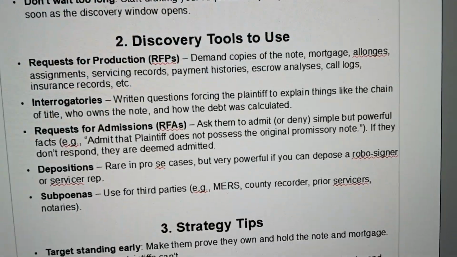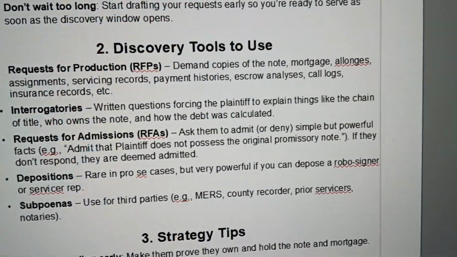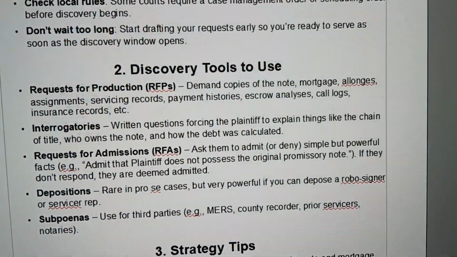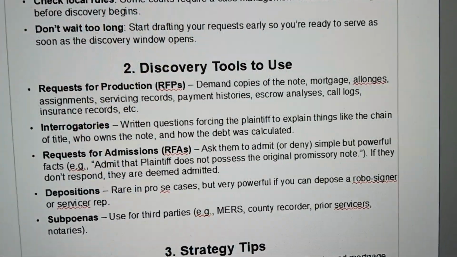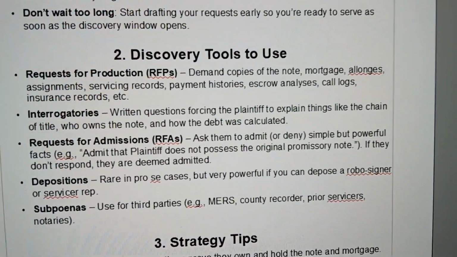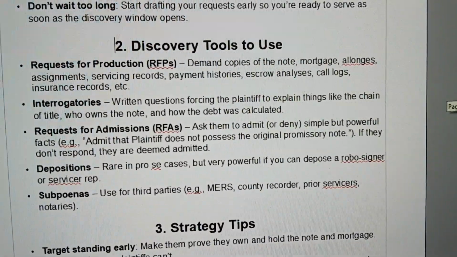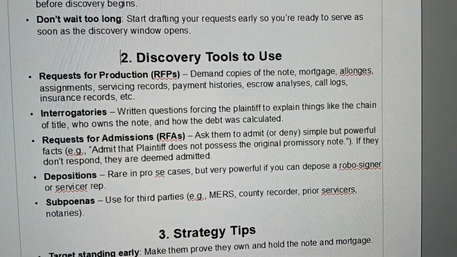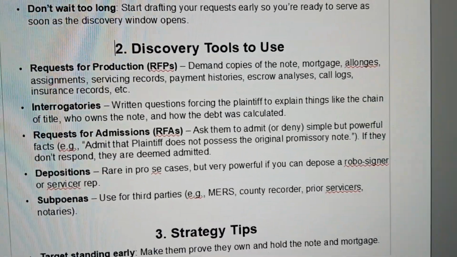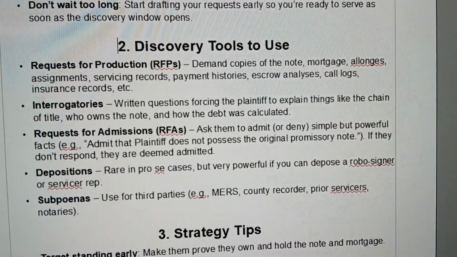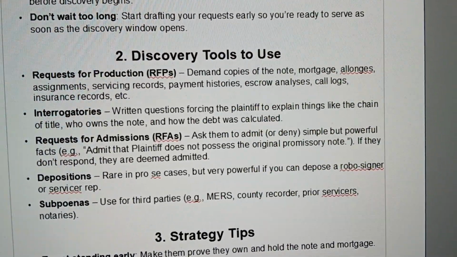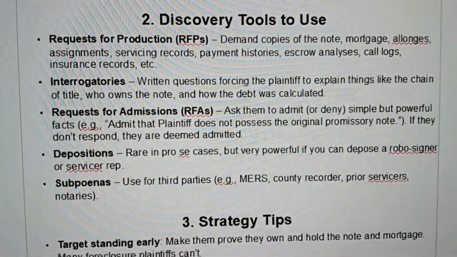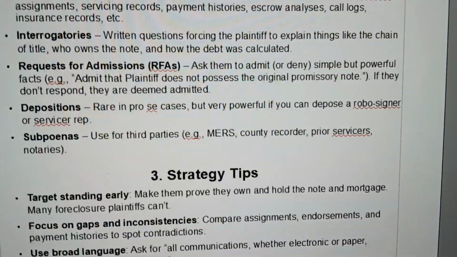Requests for admissions. Ask them to admit or deny simple but powerful facts. For example, "Admit that plaintiff does not possess the original promissory note" is an admission. If they don't respond, they are deemed admitted. Depositions are another tool. Rare in pro se cases, but very powerful if you can depose a robo-signer or a servicer rep. A subpoena is useful for third parties like MERS, county recorder, prior servicers, notaries, if you need to subpoena something.